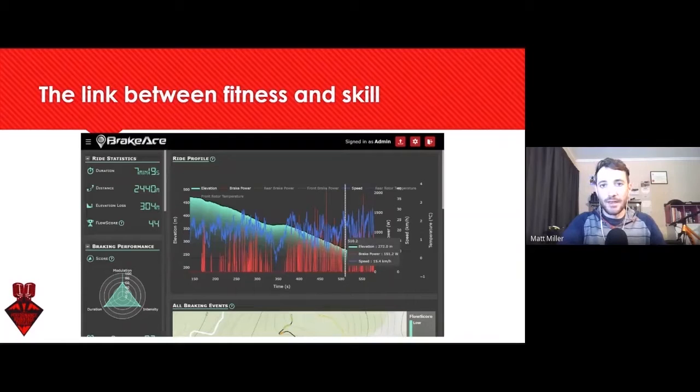So this is what led us to developing BrakeAce. We developed a brake power meter because there was no way to understand why people were able to ride just as fast but save energy. So we had to understand why they were riding faster or slower in the first place.